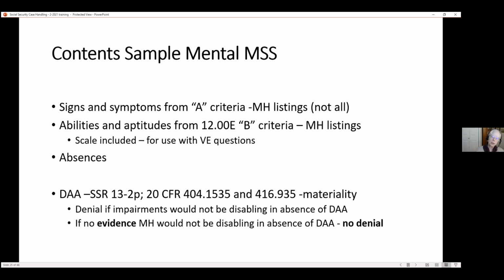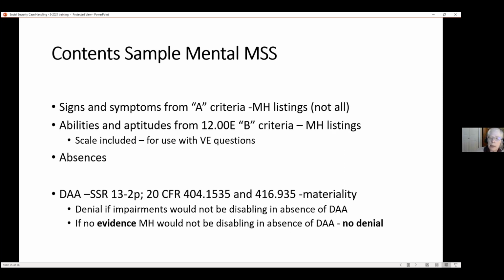And you also can't just get disability benefits based on a substance abuse disorder if it's material. So they figure out if it's material by looking at would the impairments, if we just magically took out the substance abuse, would you still have impairments that were disabling? So if we took out the substance abuse and what's left would not be disabling, then you're not entitled to benefits. So now I have a confusing sentence here, which is if there's no evidence of mental health, MH, that it would be disabling in the absence of substance abuse, then there's no denial.